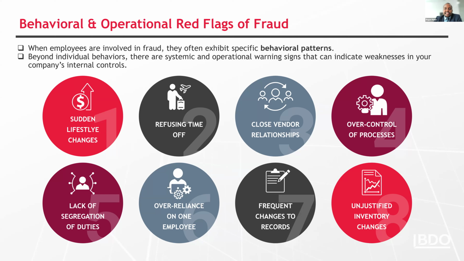So regular adjustment in key systems like financial reports or inventory management systems should always be scrutinized to ensure that they are legitimate. The last one is unjustified vendor or inventory changes. So this one, you should watch out for frequent or unexplained changes to vendor contracts, material orders, or inventory levels. For example, if you find that there's an employee who regularly switches suppliers without proper documentation, or they shift inventory records without a clear reason, this is something that's worth investigating.